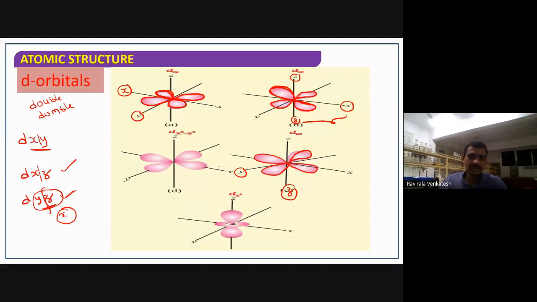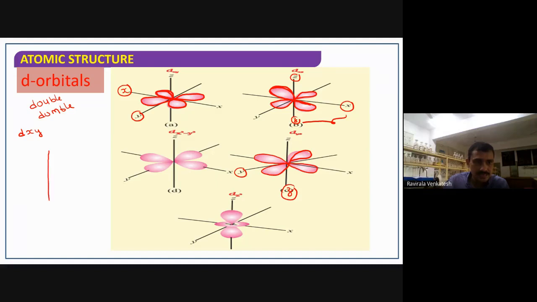Okay? I'm explaining this again with one example. Very simple. I will take DXY as the example. Now draw the Z axis. This is the Z axis. Next draw the Y axis. This is the Y axis. Then finally draw the X axis. After drawing like this, you have to draw the orbital as asked in the examination.